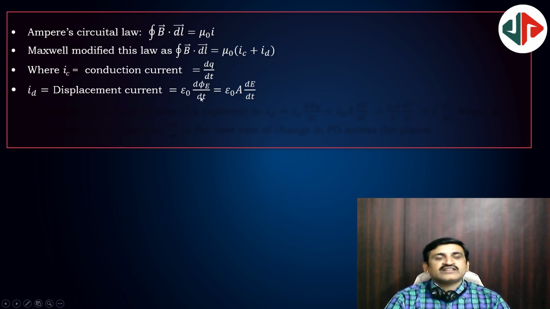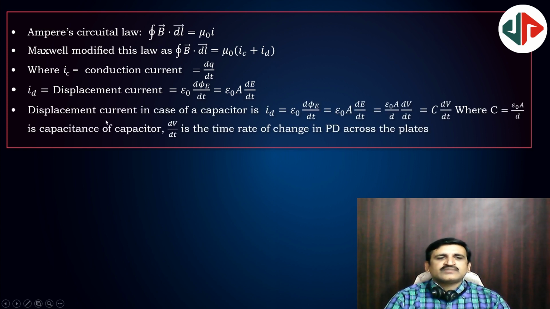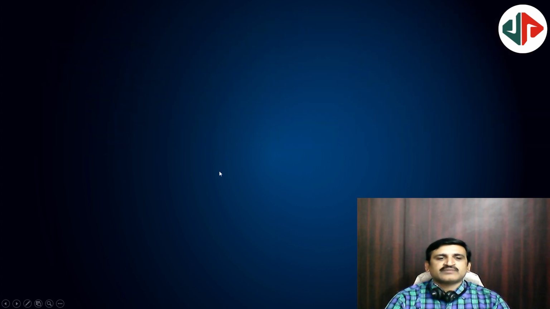Here d phi by dt is the rate of change of electric flux, or epsilon naught A dE by dt, where A is the cross sectional area. Displacement current in the case of a capacitor is epsilon naught A dE by dt, or epsilon naught A by d into dV by dt, or C dV by dt. Using this we have many sums. These are all shortcuts or tricks to solve bigger problems. dV by dt is the time rate of change of potential difference across the plates.